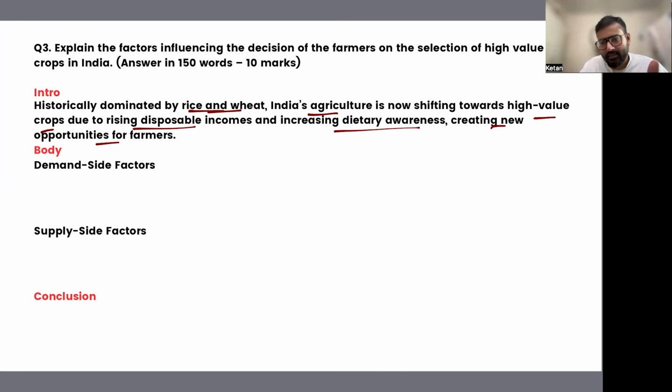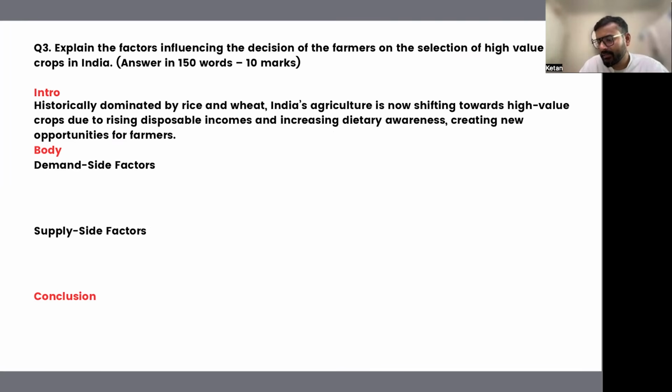Now the body, of course, has to satisfy the demand of the question. So the question is asking factors influencing decision of farmers. Broadly, you can divide it into demand side factors and supply side factors, but even without dividing, you can straight away start stating the different factors.